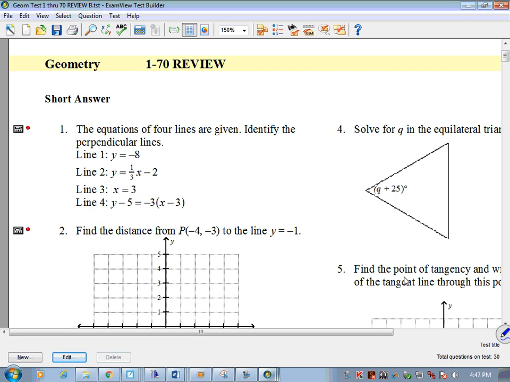All right, this is your geometry 1 through 70 review for your test. There's 30 questions here. Everything on your test is covered in this review. There might be different questions from the same lessons or same questions but with different numbers, and maybe even a number of them that are the same questions, same numbers, but in different orders. So you want to pay close attention to how these things are being worked out and what's expected.